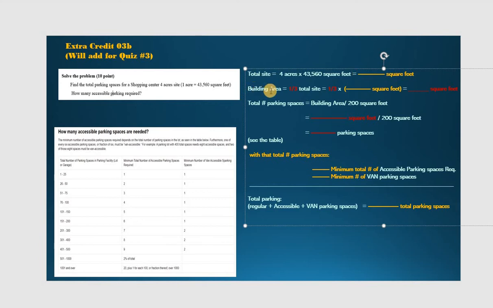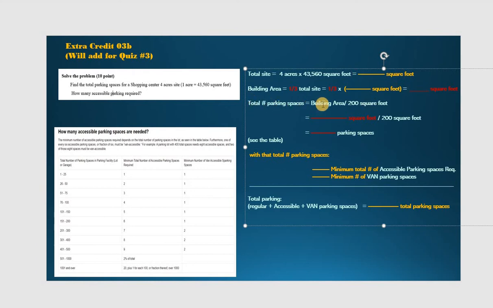And remember, the building is equal to 1/3 or 1/4 of the site. In this case, I use 1/3 for the building area. You take 1/3 times the square feet you got from 4 acres, and you get the building area right there. Okay. After that, the total parking.